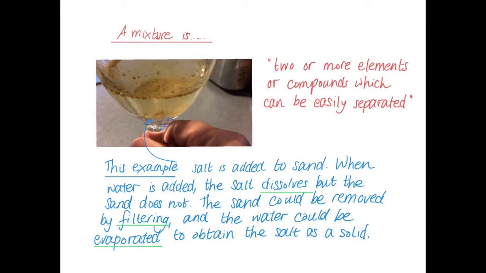One of the mixtures that surrounds you all the time is the air. So air is a mixture of nitrogen gas, oxygen gas, a bit of argon, a bit of carbon dioxide and a bit of water vapour. And you can separate those things into pure nitrogen, pure oxygen, pure argon, pure carbon dioxide and pure water.